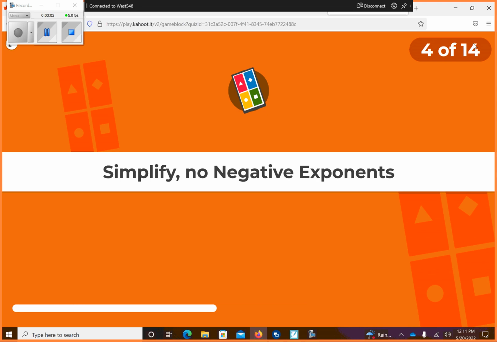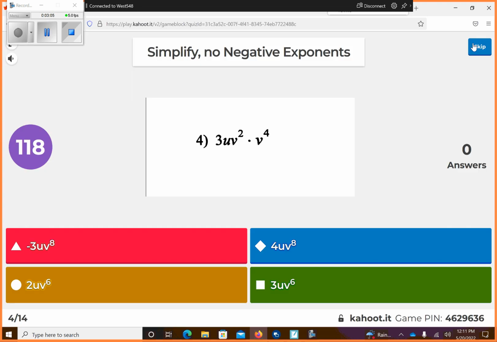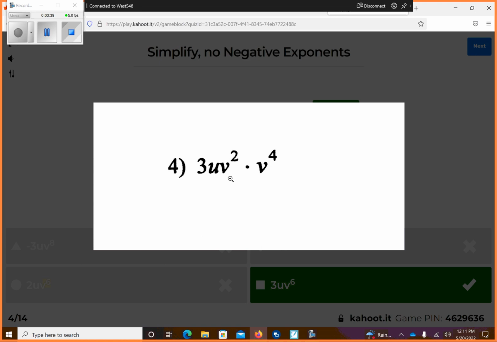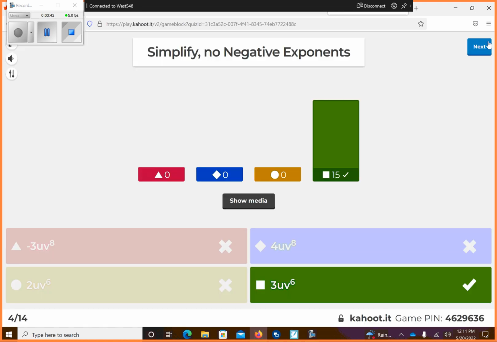Problem number 4. All right, let's see. That should be pretty simple. Just take care of the v's. Anybody need more time? Only 14 of you are answering. Who's not participating? There we go. Everyone got that one right. Good job, everybody. So remember, 3u and then v to the 6 because you're adding the exponents, which you all nailed. Good job.